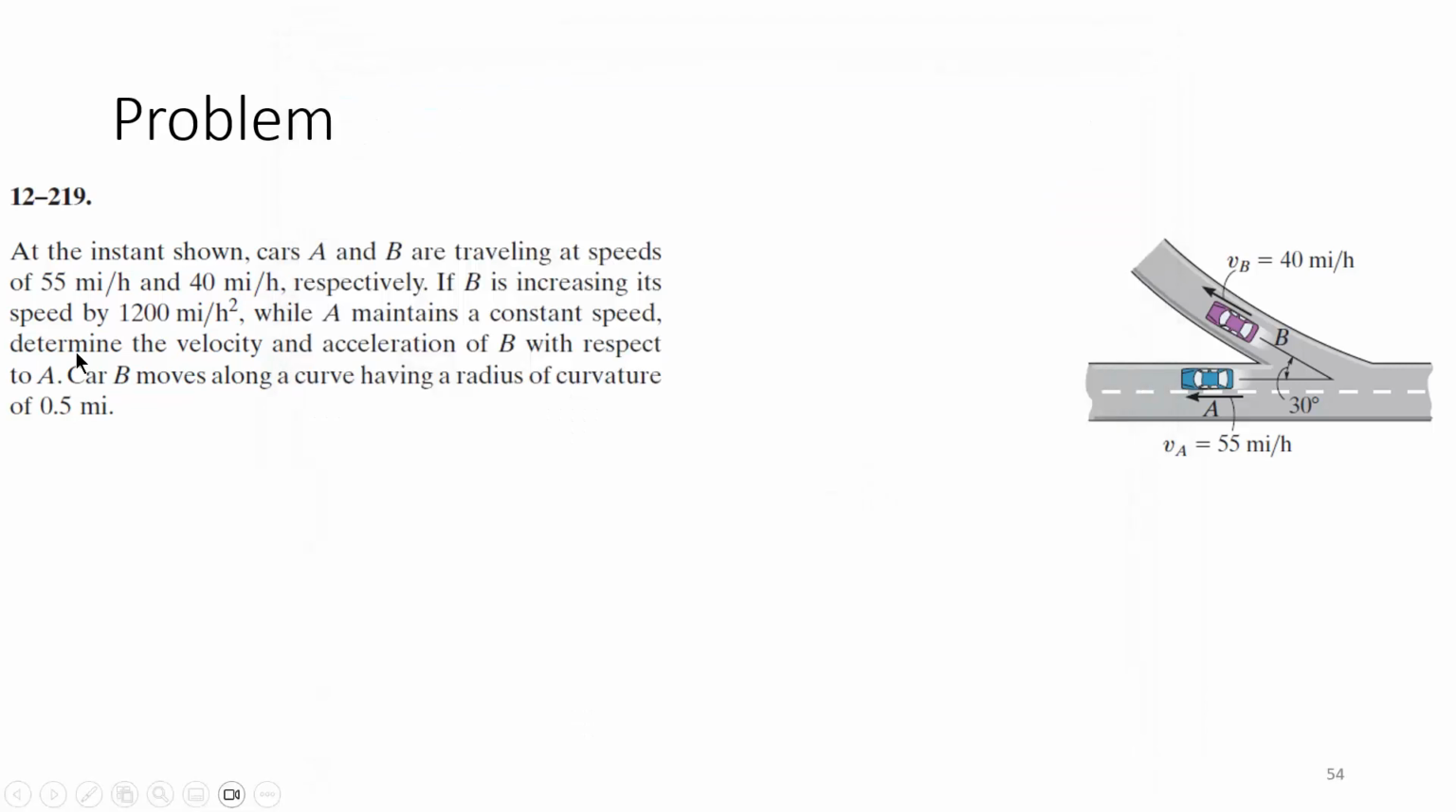Okay, so we have a question that says, at the instant shown, car A and car B are traveling with the given speeds of 55 mph and 40 mph. B is increasing its speed by 1200 miles per hour squared, while A maintains a constant speed. So this one is constant, but this one has an acceleration of 1200 miles per hour squared.